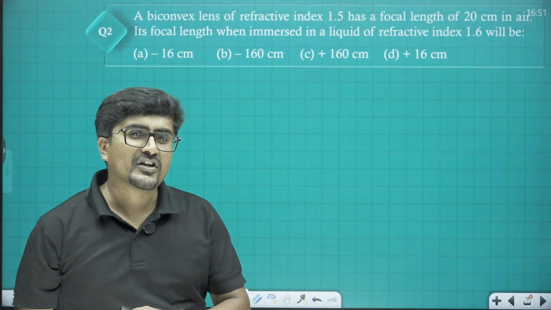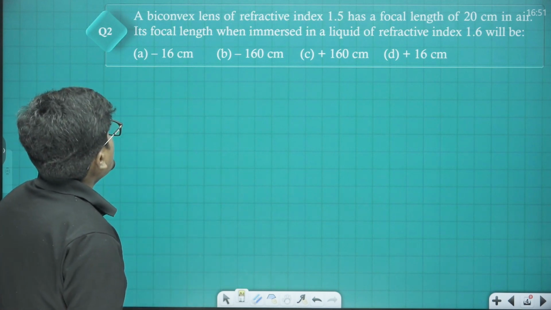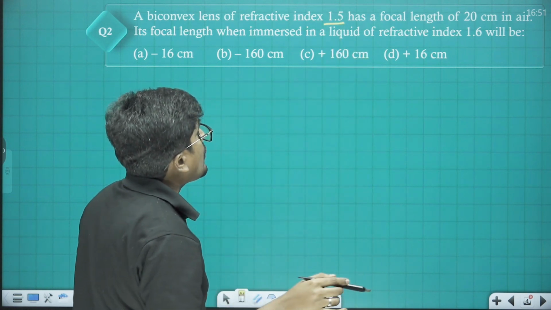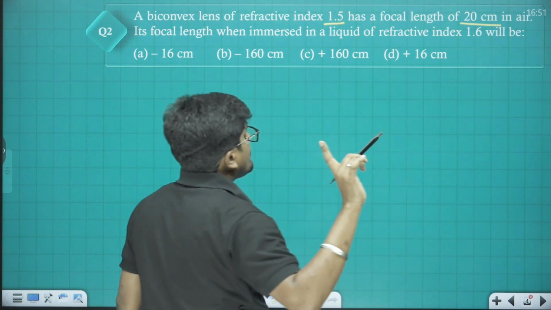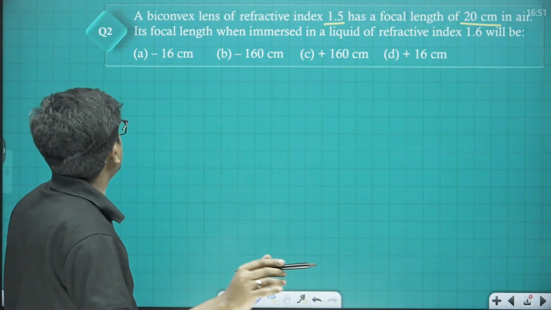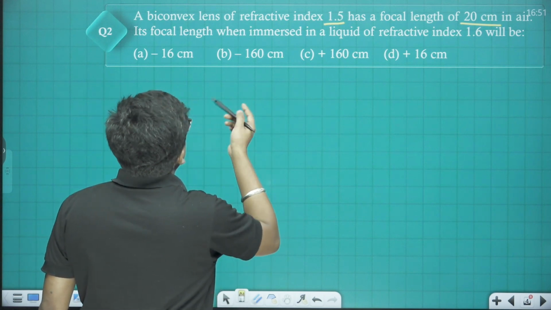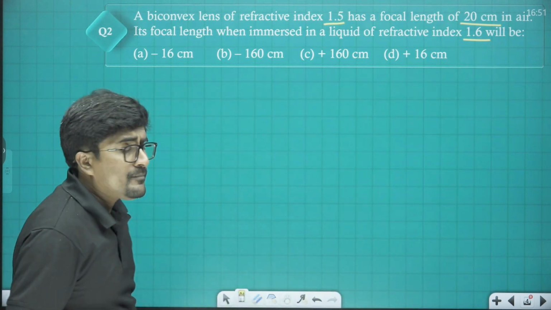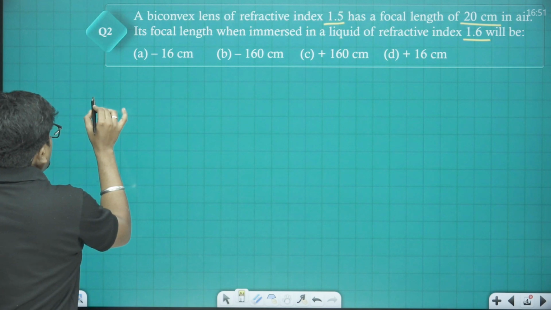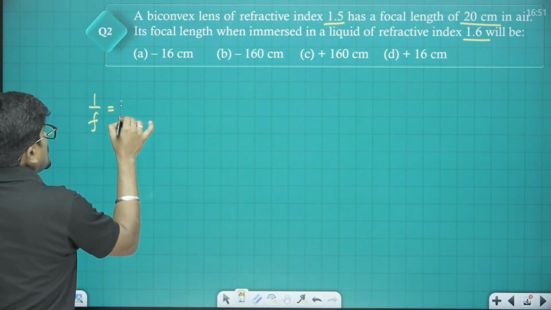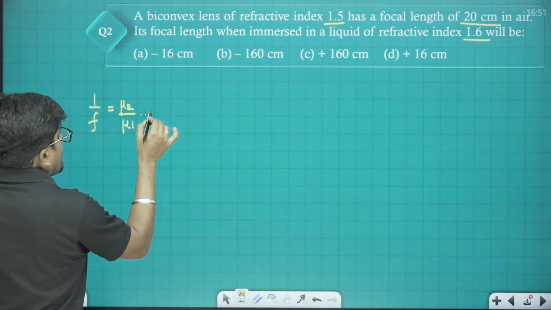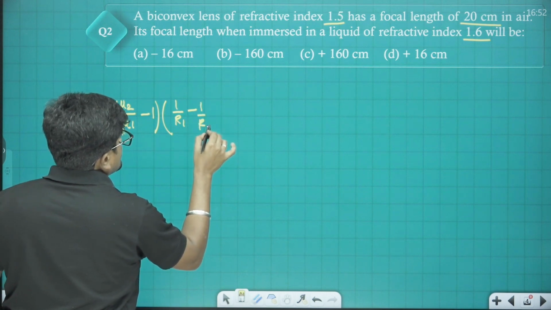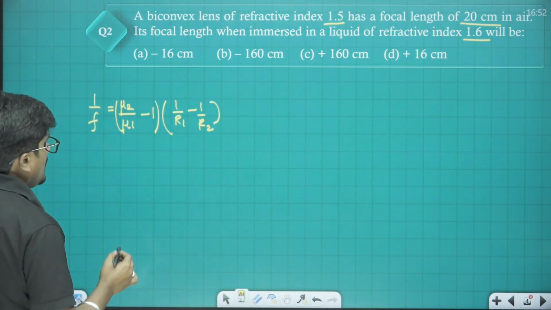Moving to the next, question number 2. A biconvex lens of refractive index 1.5 has a focal length of 20 centimeter in air. That's important, in air. Its focal length when immersed in a liquid of refractive index 1.6 will be? We know the general expression 1 by f is equal to (mu2 divided by mu1 minus 1) into (1 by r1 minus 1 by r2). This is the general expression.